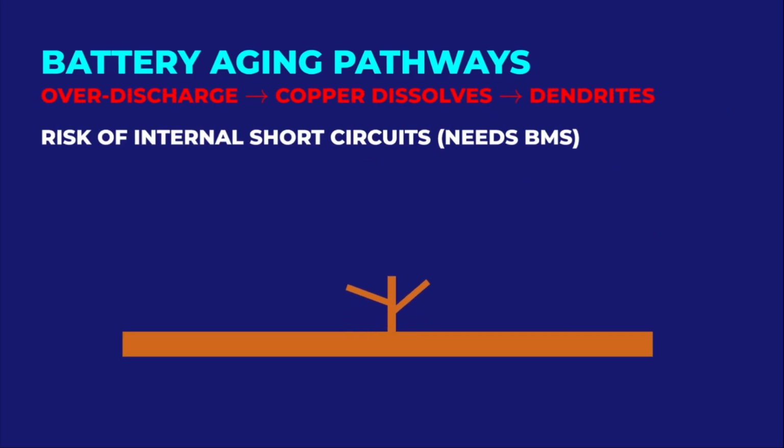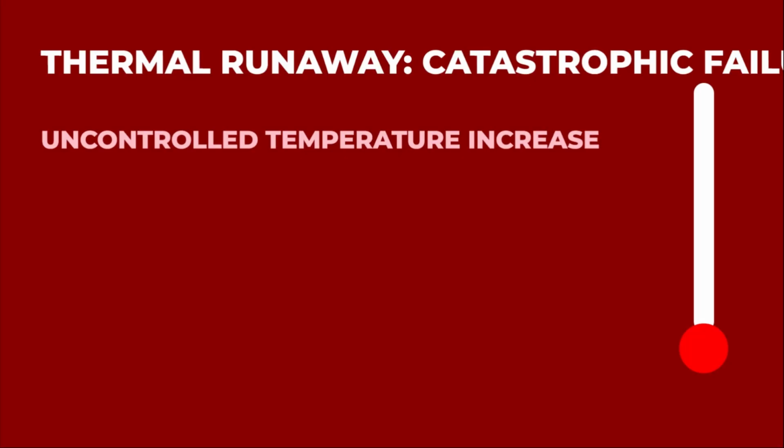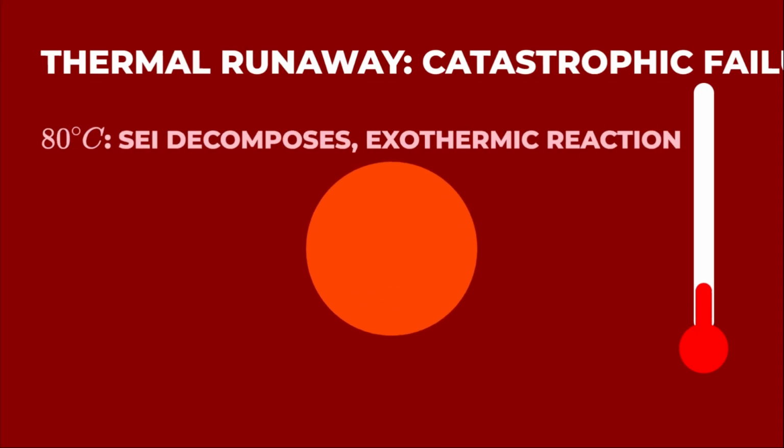Over-discharging a cell can cause the copper current collector to dissolve, which can then redeposit as dendrites during the next charge cycle. These dendrites pose a significant risk of internal short circuits, highlighting the necessity for precise electronic management of every cell. Thermal runaway is a catastrophic failure mode initiated by an uncontrolled increase in temperature.